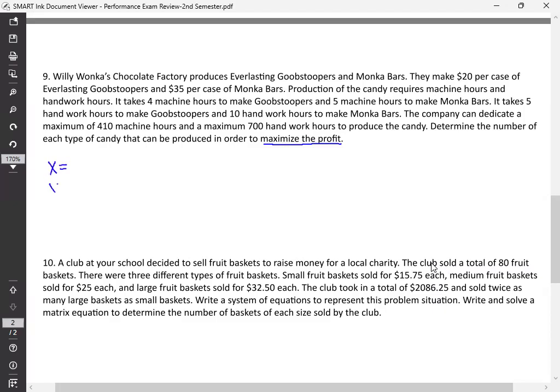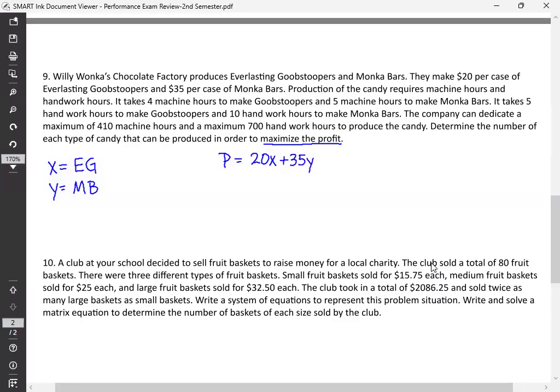So the first thing I'm going to do as I start reading is identify my variables X and Y. This Willy Wonka's Chocolate Factory produces everlasting gobstoppers. I'm just going to abbreviate EG and Monka bars. They make $20 per case of everlasting gobstoppers and $35 per case of Monka bars. That's going to make up my objective function. This is going to be the function that we're trying to actually maximize later. So $20 for every X, 35 for every Y.